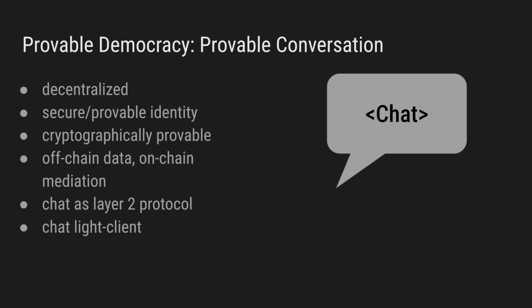Provable Conversations are decentralized, use secure identity for the participants, are cryptographically provable to have happened in their integrity of context, use off-chain data, but participants can use on-chain mediation for proving agreements and statements. Chat becomes a layer 2 protocol, and the chat can have its own light client as a mobile app, for example.